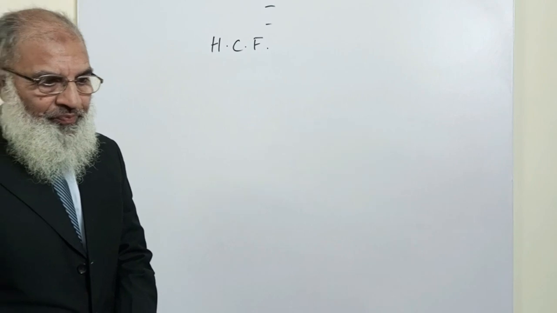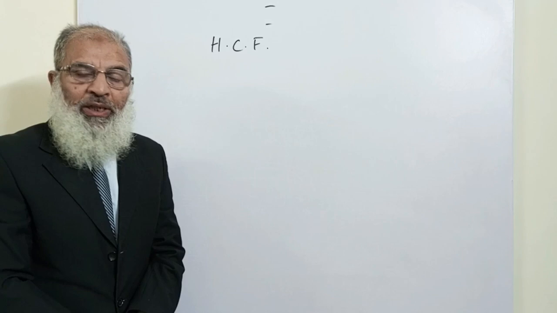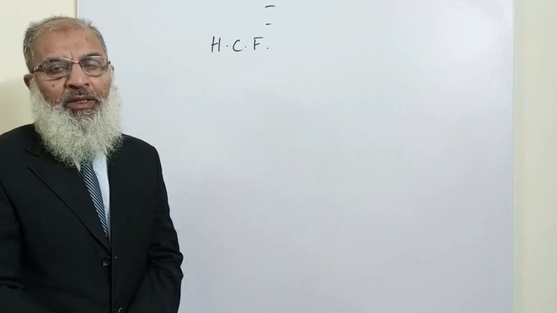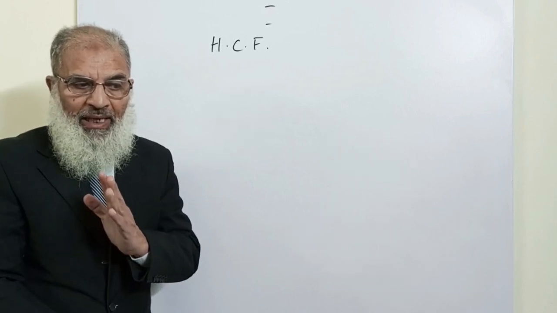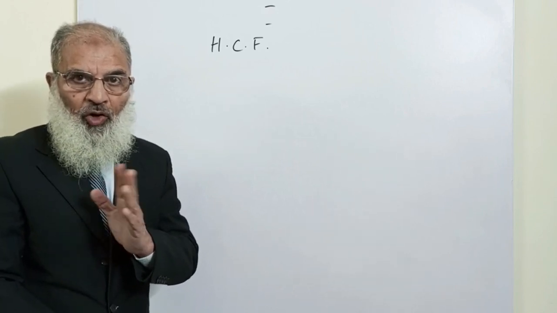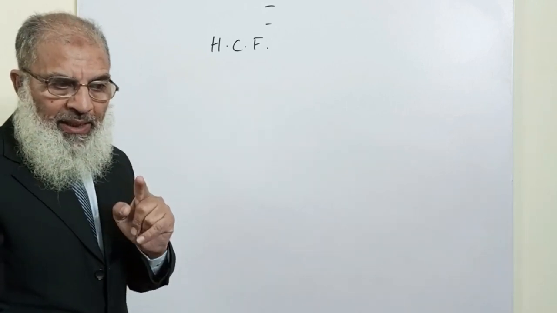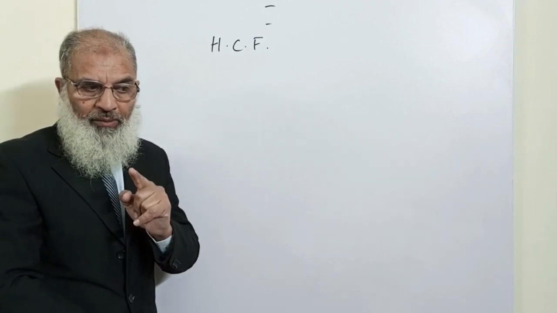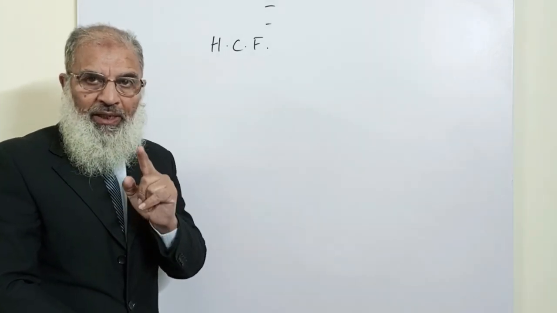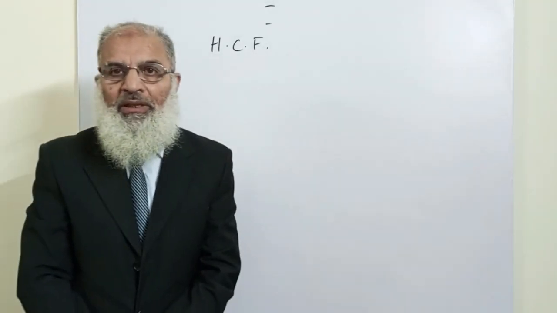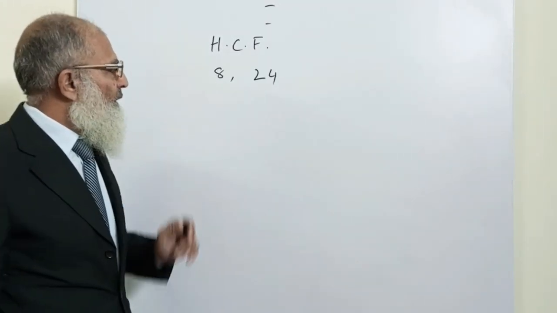Please do not mix the multiple and factors together. Now, what is HCF? HCF, the highest common factor of two or more numbers, is the highest number that is the factor of all the given numbers. Got my point or not? The highest common factor of two or more numbers is the highest number that is the factor of all the given numbers. Now let me start with an example, and the example is 8 and 24.